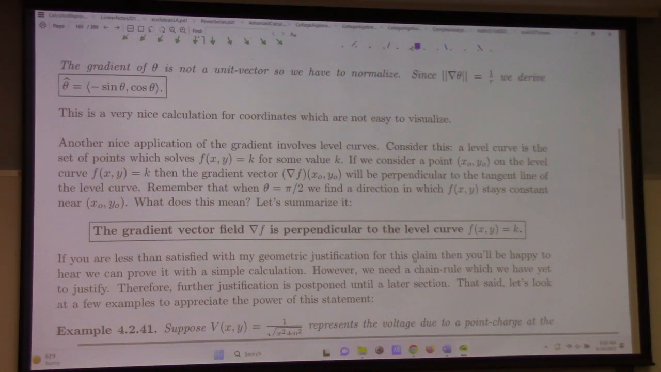So I've been claiming the gradient vector field is perpendicular to the level curve of f of x, y. I'd like to prove that with calculus today.